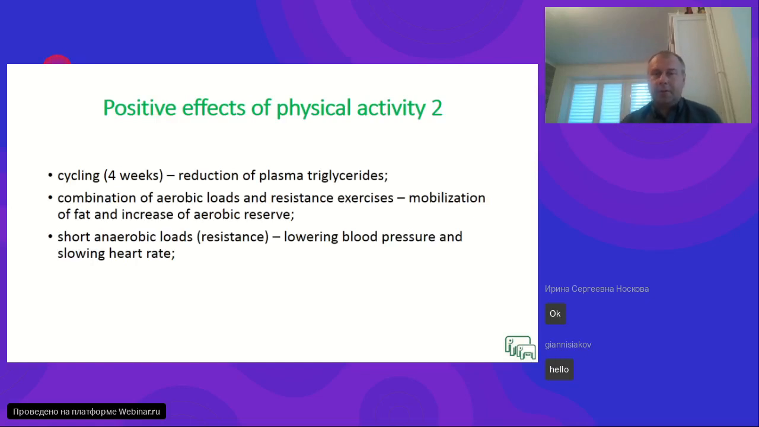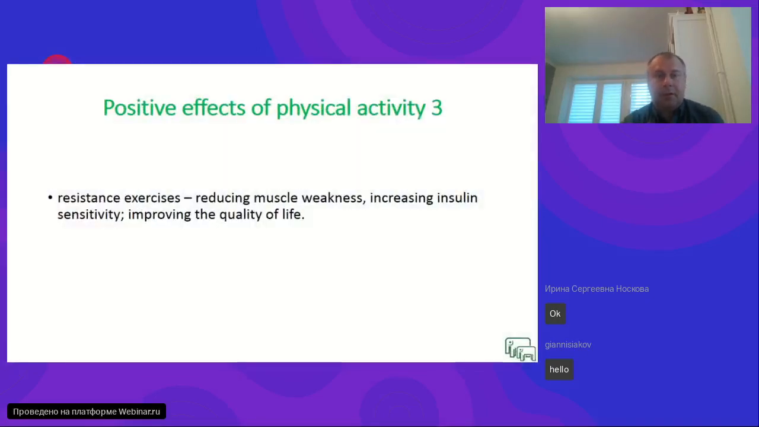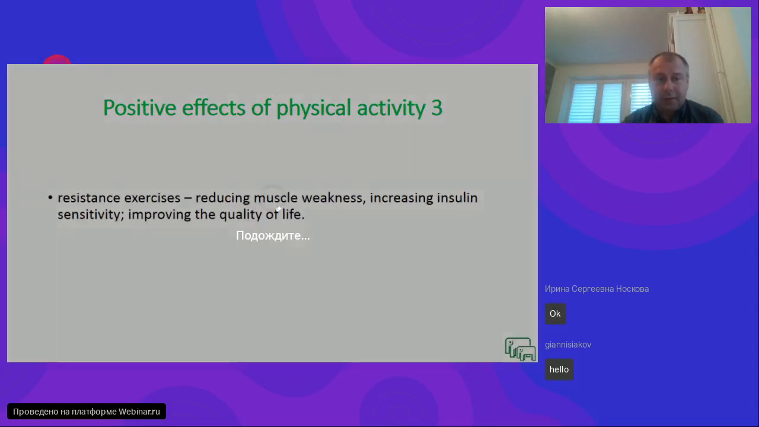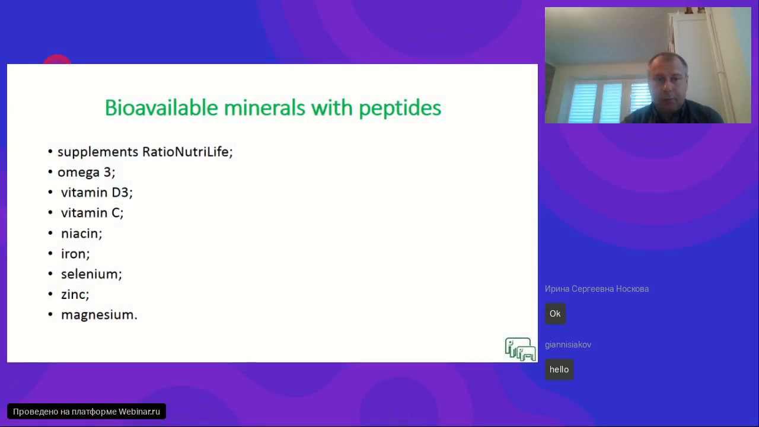So there are many different positive effects of physical activity, and the biochemical explanation of these positive effects is the exerkines which are produced during physical activity. And on this slide you can see another positive effect of physical activity: resistance exercises which reduce muscle weakness, increase the level of insulin sensitivity, and improve the quality of life. So physical exercises are really important.